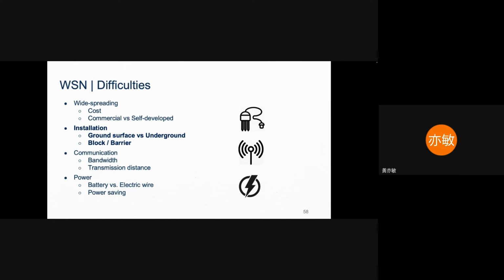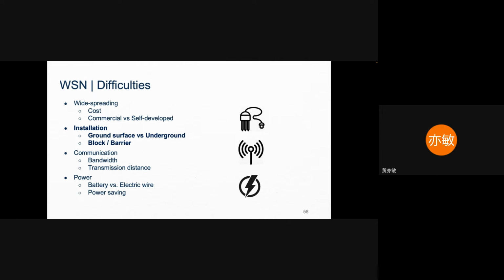The next issue is installation. Sometimes it is difficult for a person to climb up to the top of the rock slope to install the sensors. So there is another issue regarding the safety of the installation, and we need to pay attention to that. We need to find a safe way to install our sensors on the site.